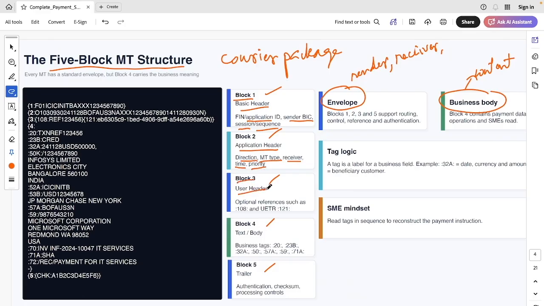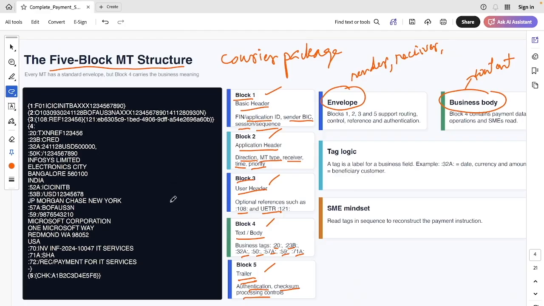Block 3 is the user header. This is optional, by the way, and may contain references like your field 108, or the UETR in field 121. Block 4 is the text block. This is the most important part. Block 4 is where payment information lives. This is where we see tags like 20, 23B, 32, 50, 57, 59, 71. And block 5 is the trailer block. It contains your system information, authentication, checksum, and control related information.